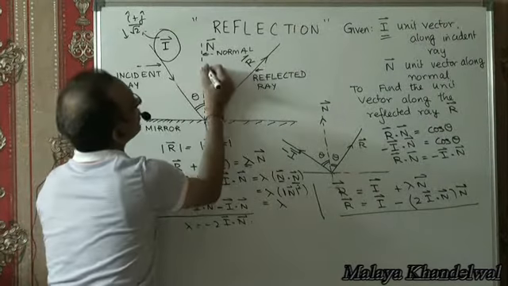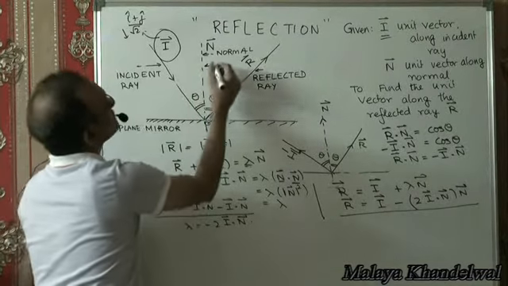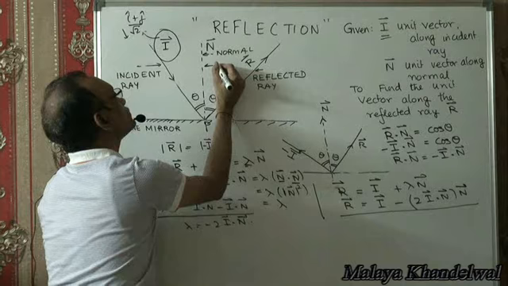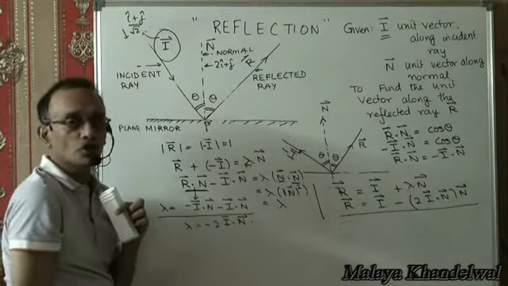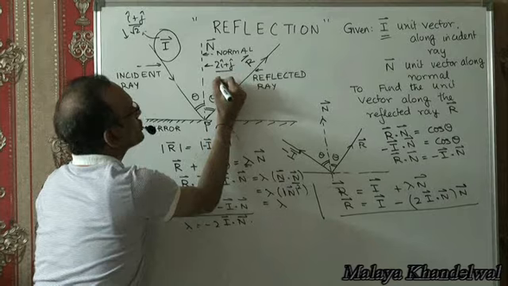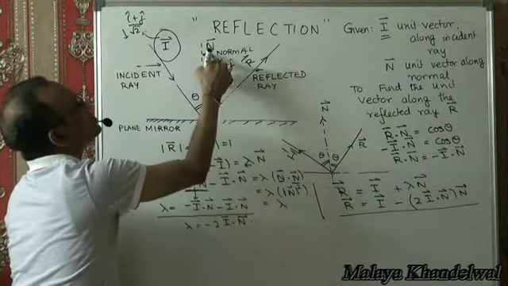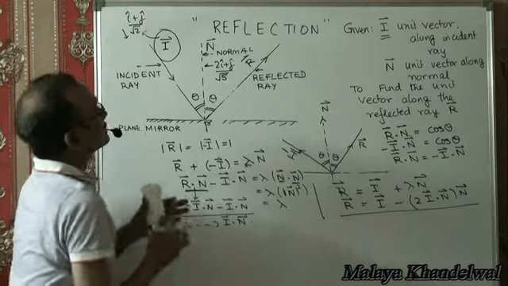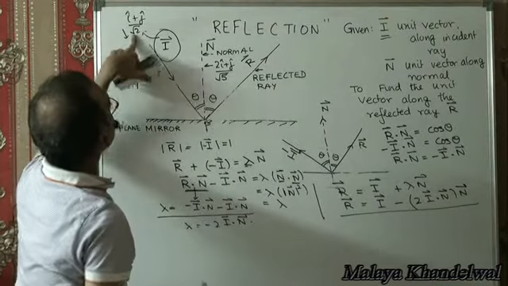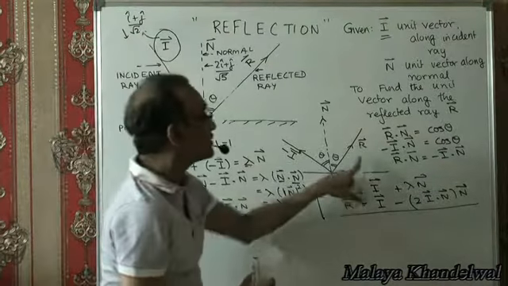And they might give you a normal at the point of incidence, and they might say it's 2i plus j is a vector along the normal. So a unit vector along this is going to be divided by root 5. So you get the vector N. And they might ask you to find the vector R. So this is my N, this is my I, and then I can find R from this.